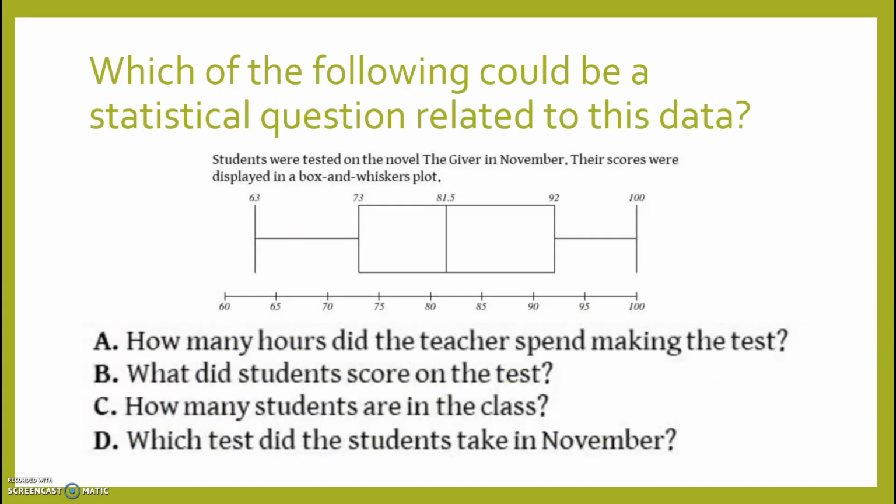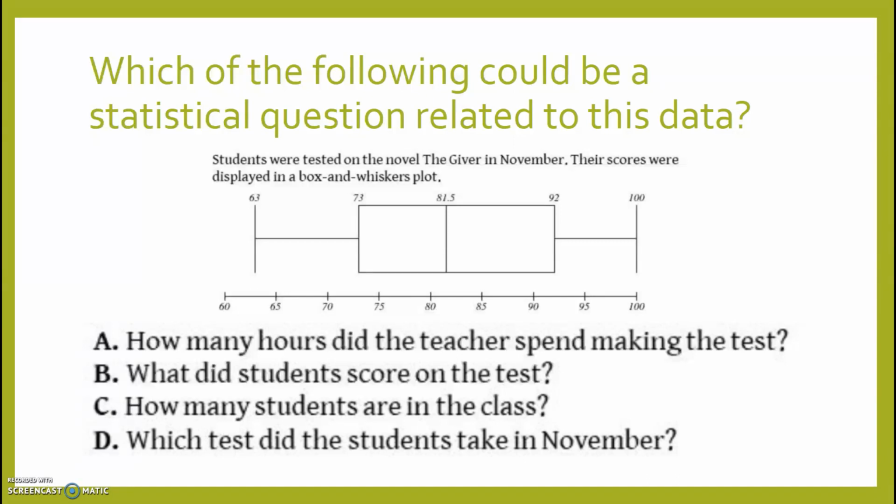So let's look at a situation and determine what statistical question from a list, A, B, C, D, could be related to this data. And we've seen this before when we were talking about range and interquartile range. But now we're going to look at this graph and take a little different twist on it. So these students were tested on the novel The Giver in November. Their scores were displayed in a box and whisker plot.